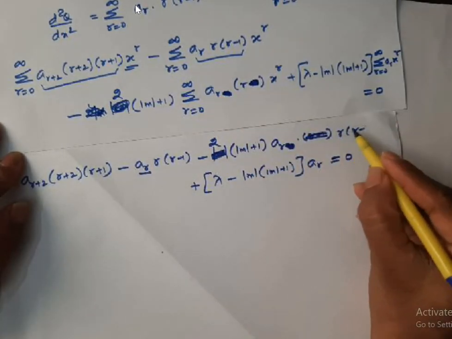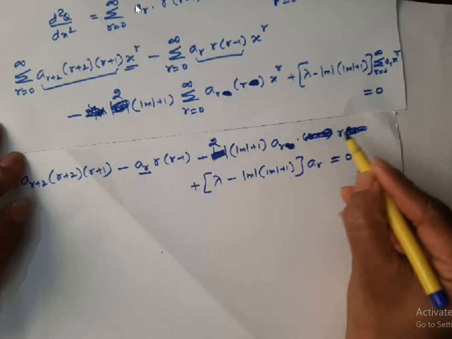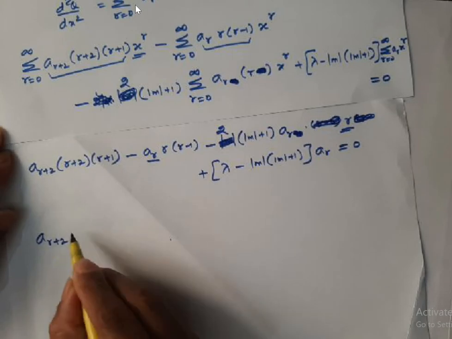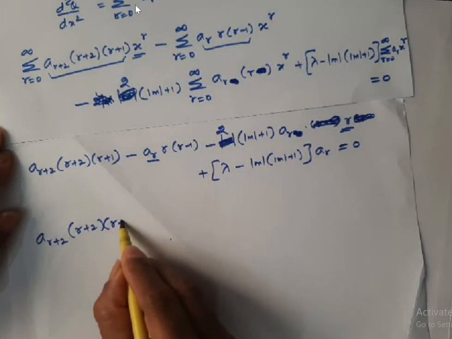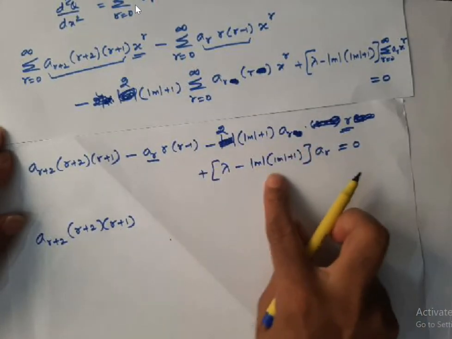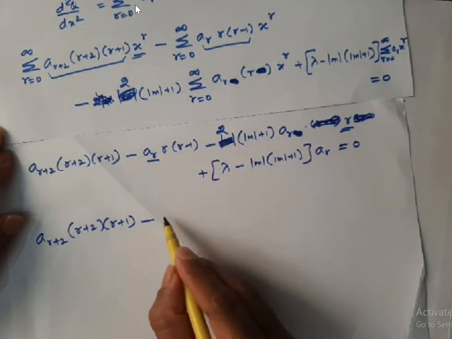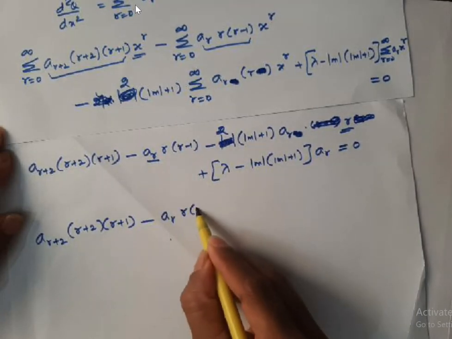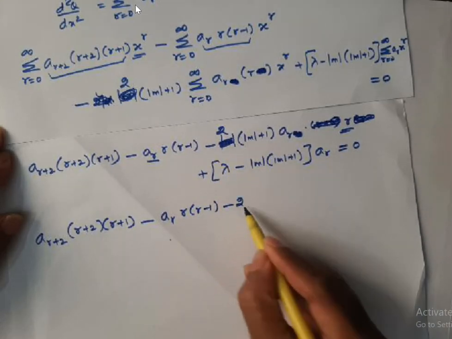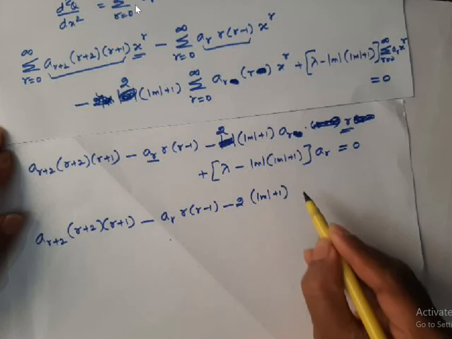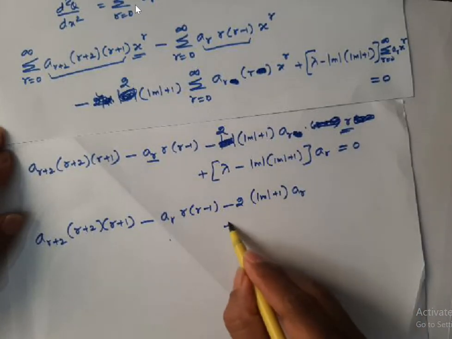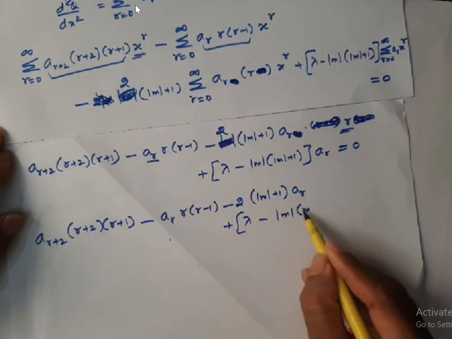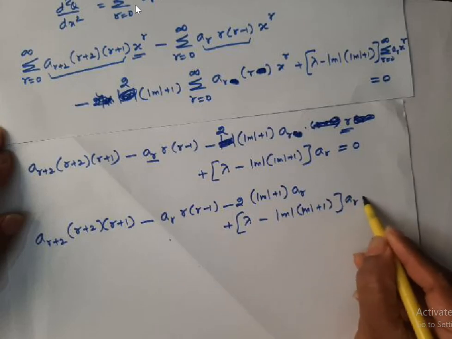I'm sorry, ar into r. That's all. This is the term I have, ar into this r term. Okay, let me rewrite this: ar plus 2 into r plus 2 into r plus 1. I'll take ar as common, minus ar into r minus 1, here minus 2 into modulus of m plus 1 into ar, and here we have plus lambda minus modulus of m into modulus of m plus 1 into ar equal to 0.